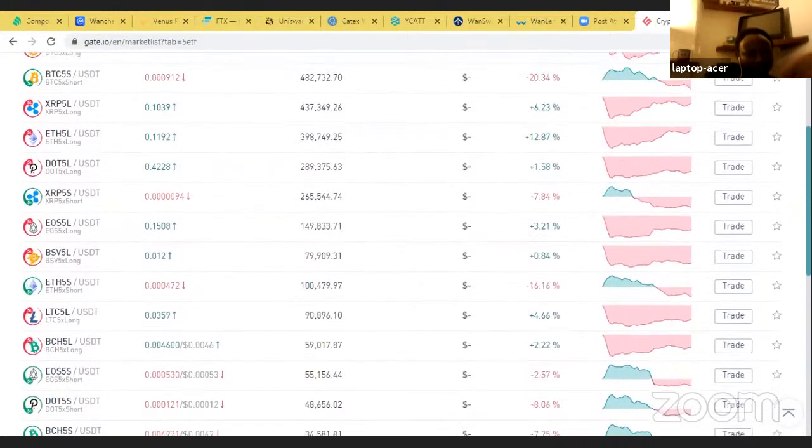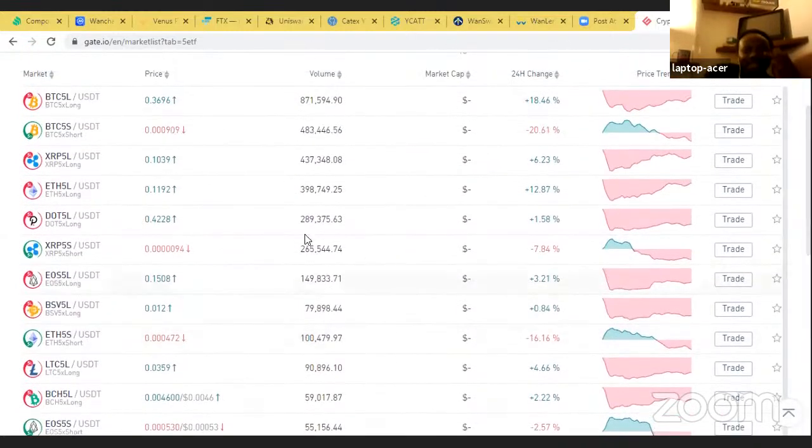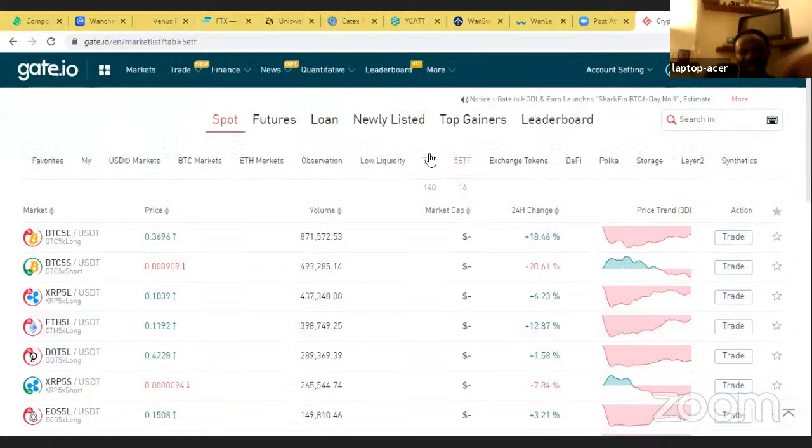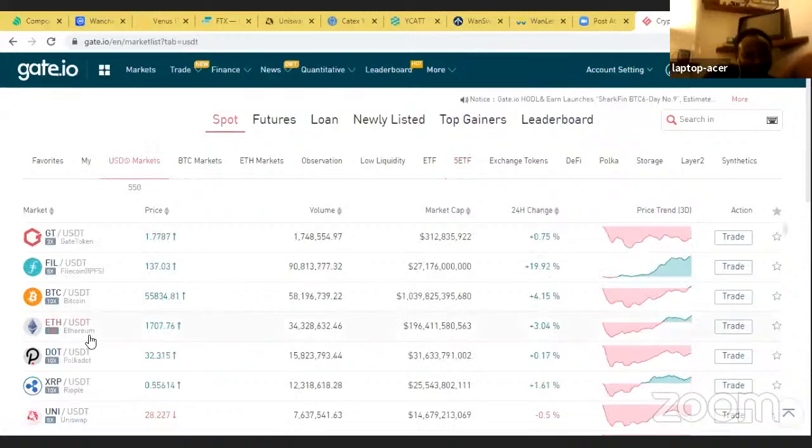So for instance, let's look at Ripple. First thing I will do is click on this. If you scroll down to the USD market, right? And then I have BTC here, I have Ethereum, DOT, and Ripple. So I just need to click on the Ripple market to see, okay, what's happening with Ripple. Come down a bit.